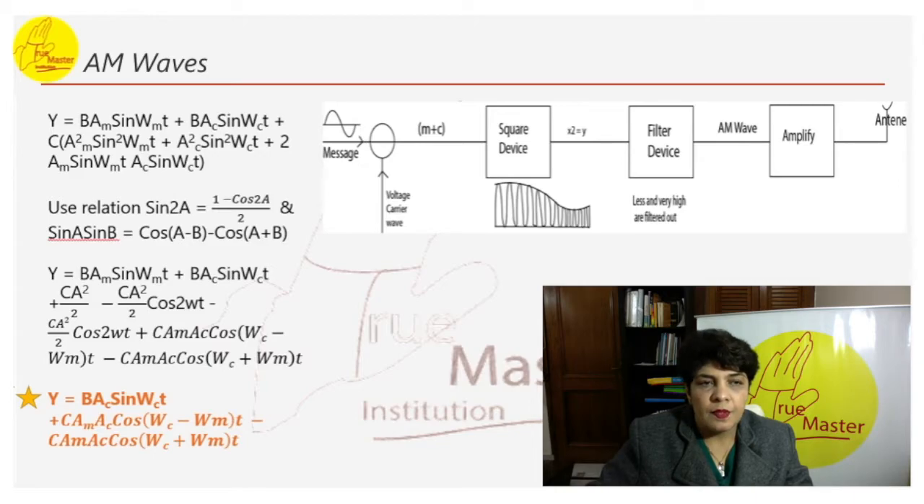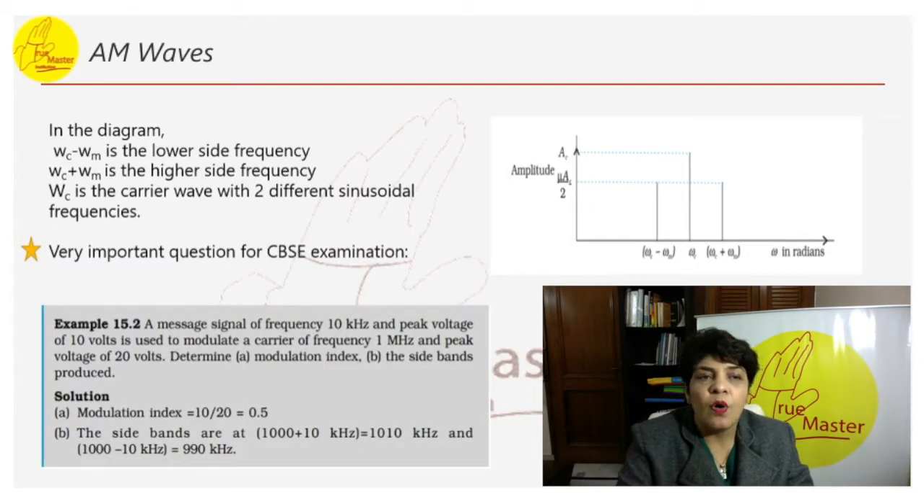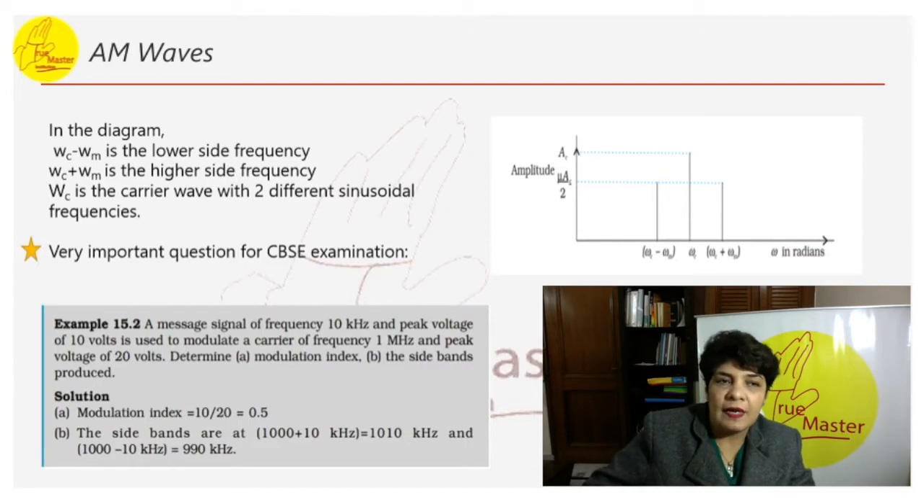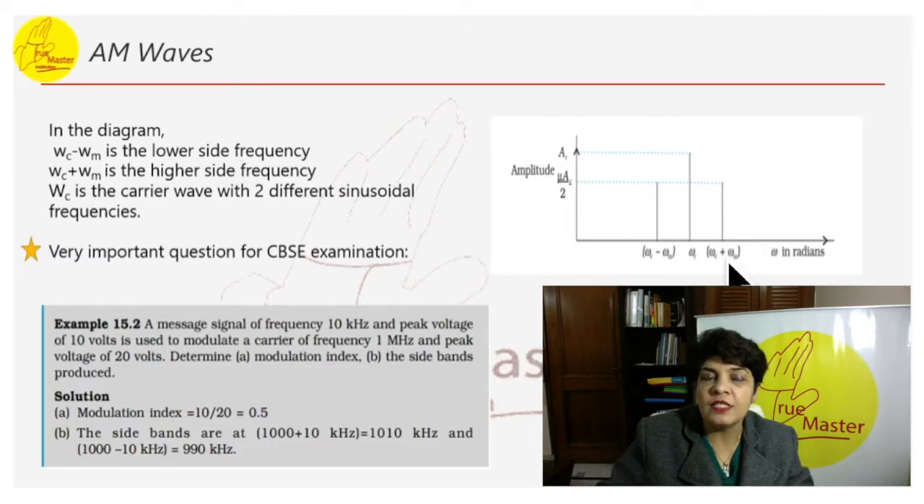Frequency spectrum of sinusoidal signal for mu equals 1. Here, this omega c is the carrier wave in the center. Omega c minus omega m is on the left side, the lower frequency, and omega c plus omega m is going to be the higher frequency. So this is how the frequency spectrum of a sinusoidal signal is shown in a graph, amplitude against frequency. Okay.